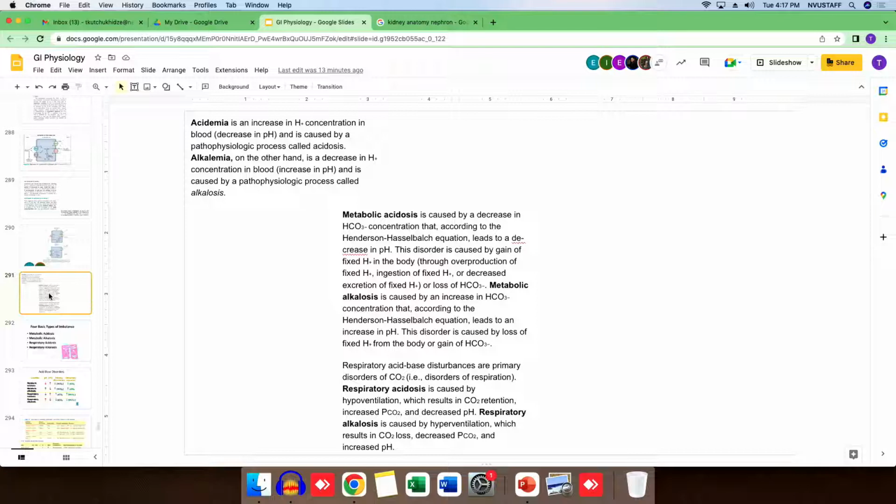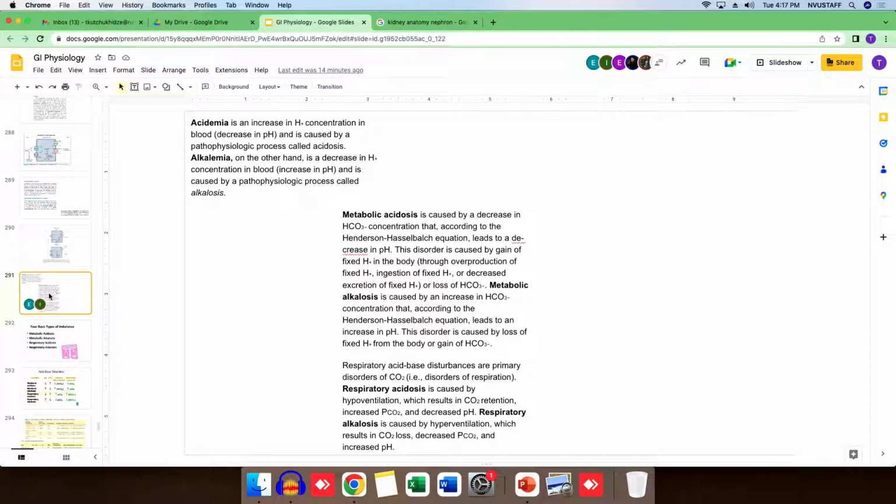Okay. So what does acidemia mean? When we're having high concentration of the proton ions in the blood, meaning that we're having decrease in the pH. In alkalemia, it's vice versa. When we're having decrease in the proton ions, and we're having increase in pH, right? Alkalemia can be as alkalosis, or acidemia can be the same as acidosis.